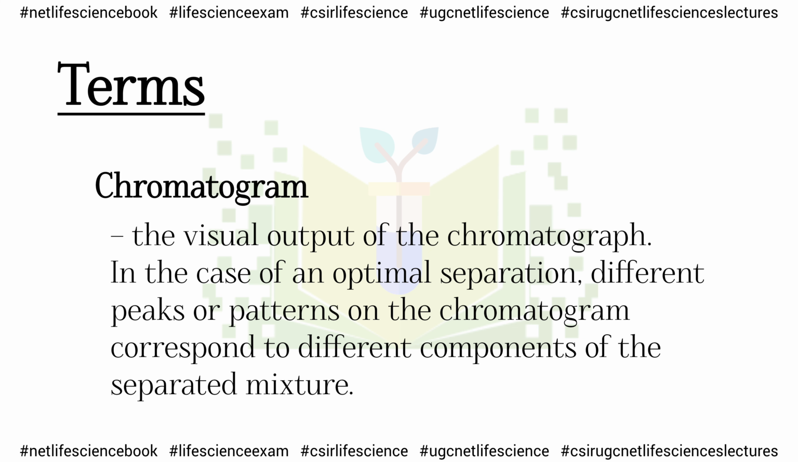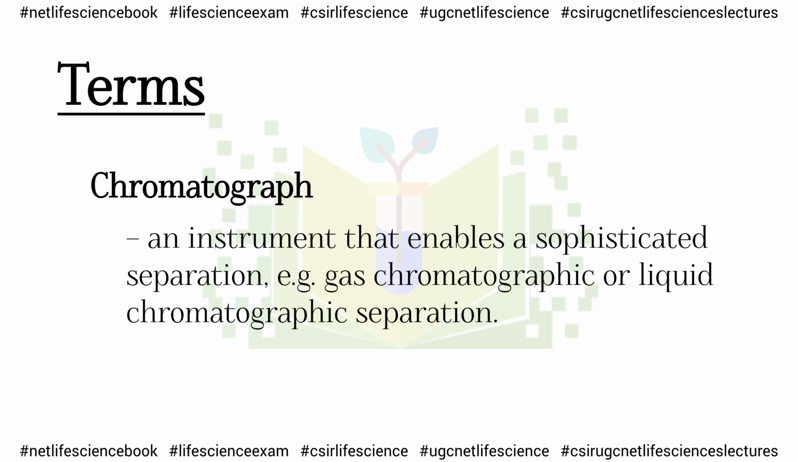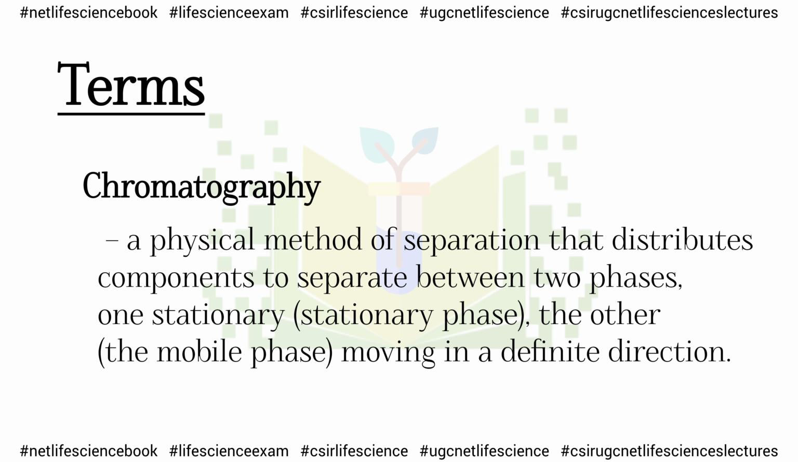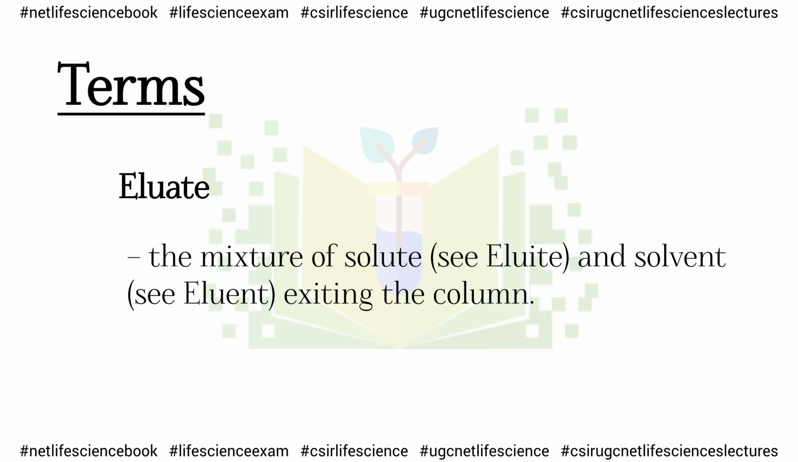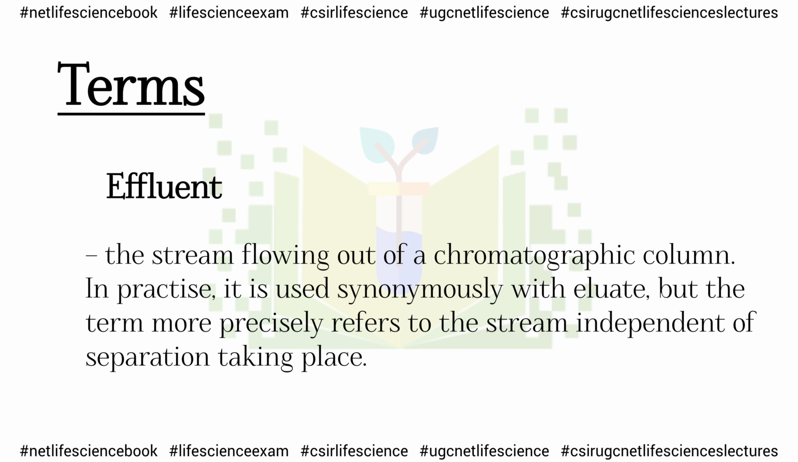Chromatograph. An instrument that enables a sophisticated separation, e.g. gas chromatographic or liquid chromatographic separation. Chromatography. A physical method of separation that distributes components to separate between two phases, one stationary, the other moving in a definite direction. Eluent. The solvent or solvent mixture used in elution chromatography and is synonymous with mobile phase. Eluate. The mixture of solute and solvent exiting the column. Effluent. The stream flowing out of a chromatographic column.